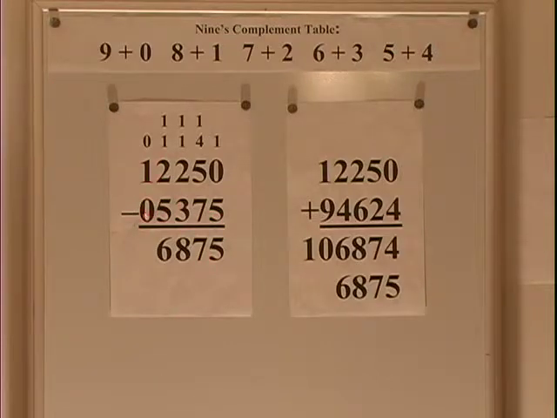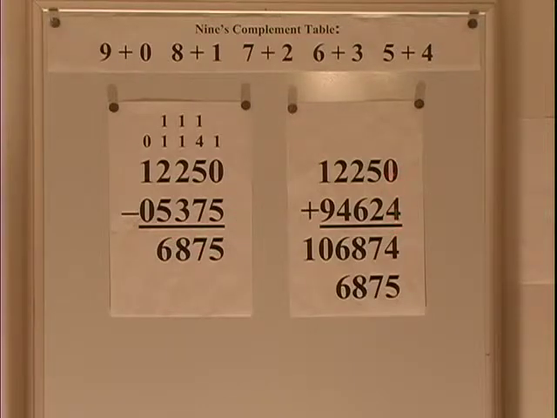What number added to 0 gives you 9? 9. What number added to 5 gives you 9? 4. What number added to 3 will equal 9? 6. What number added to 7 will equal 9? 2. And what number added to 5 will equal 9? 4. Now that I have the Nine's complement of the subtrahend, I proceed to add.